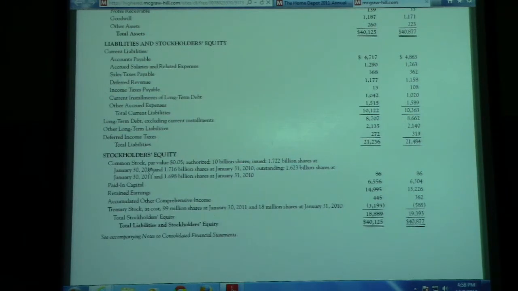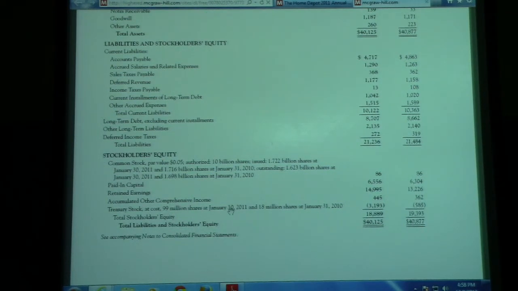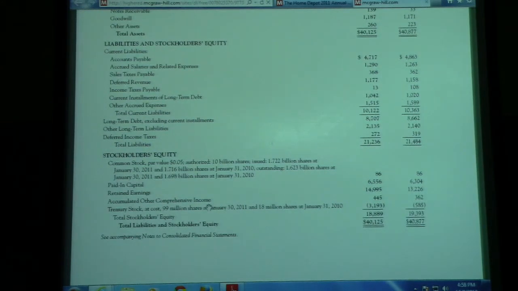And then the final part wants to know how many shares were held in treasury. If we go down here to treasury stock, we see 99 million shares at January 30th, 2011. Therefore, our answer is D for this first question. Okay? Again, why are we doing this problem? I just want to give you some exposure to what real-life financial statements might look like in practice.